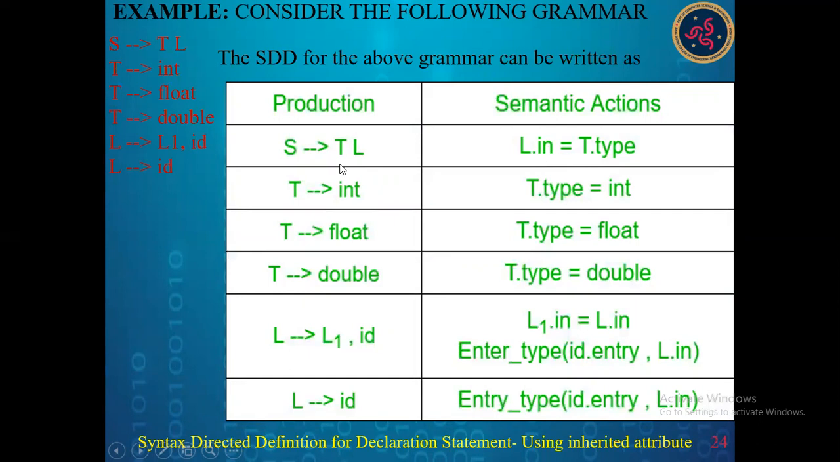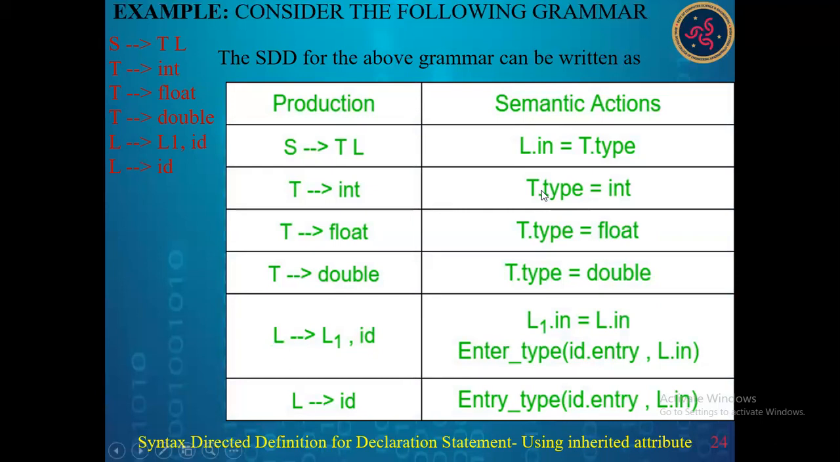When we consider the production S gives T L, we have two non-terminals T and L. If my tree is reduced to this production, then I have to perform this action, that is L.in is equal to T.type. That means I have an attribute in and an attribute type. For the non-terminal L, L.in, I can assign the value of T.type.